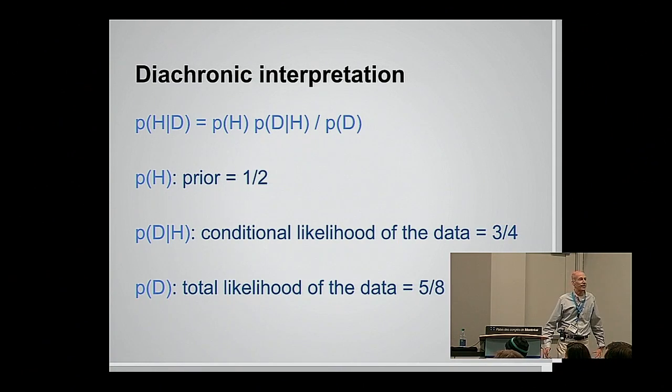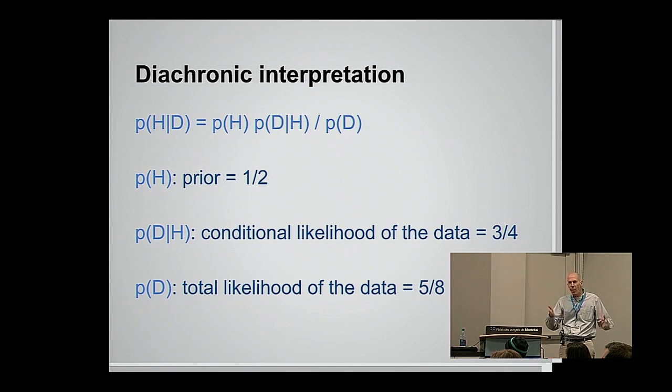We can plug in the numbers for that. So if I picked the bowls randomly with equal probability, then my prior is 50-50. I don't know whether it's bowl 1 or bowl 2. The conditional likelihood of the data is the probability of drawing a vanilla cookie from bowl 1. We know the composition of bowl 1. It's 3/4 vanilla cookies, so the conditional likelihood is 3/4.